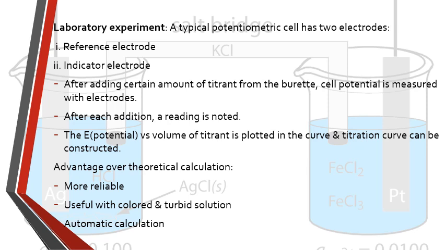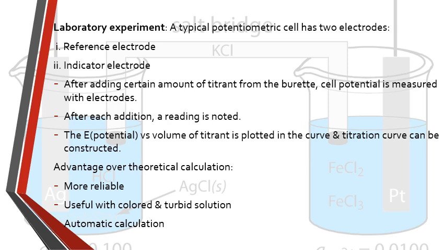The equivalence point is where the amount of titrant added is equivalent to the amount of analyte in the solution. It is often indicated by a sharp change in the slope of the curve. The potential at this point can be used to calculate the concentration of the analyte.